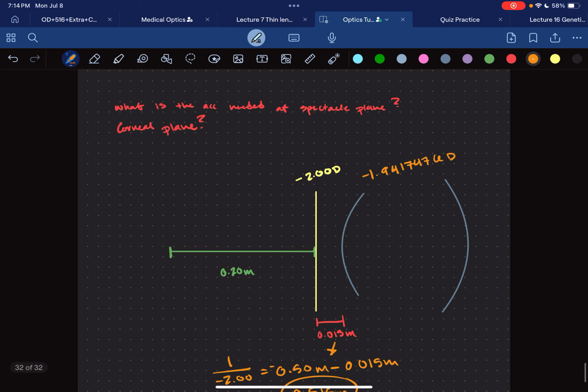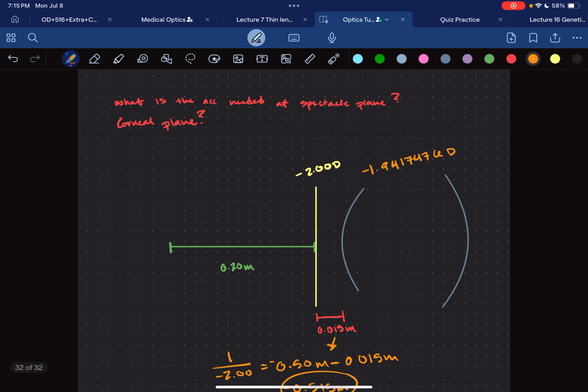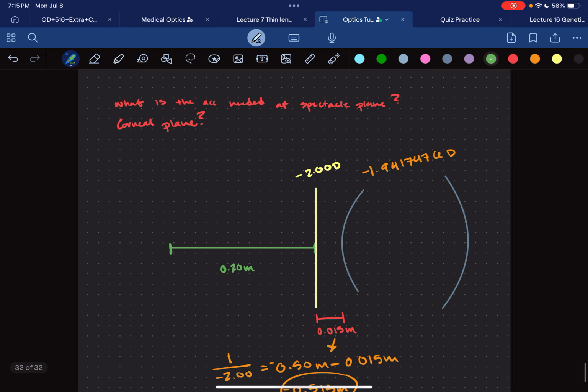So to find the accommodation needed at the spectacle plane, I'm going to take the distance of the object, put that under 1, and that will give us -5 diopters. So that's how much the object divergence is. And at the spectacle plane, we'll have to do the exact opposite of that. So that will be a -5, or excuse me, a +5. So that's the accommodation there: +5 diopters of accommodation. Okay.